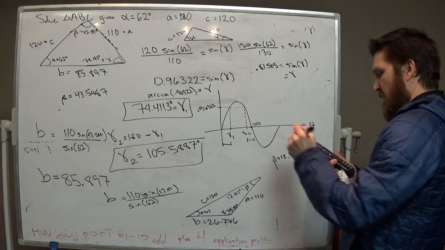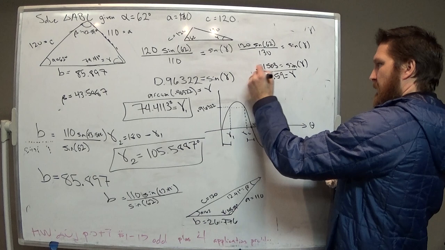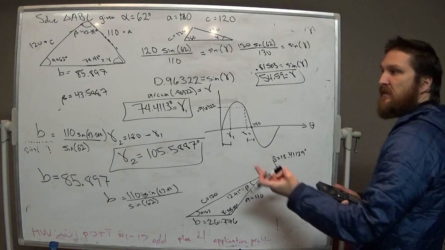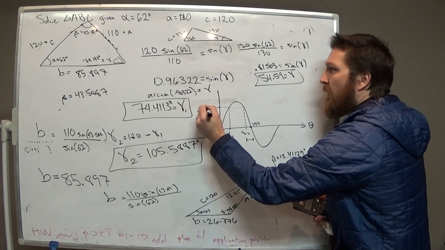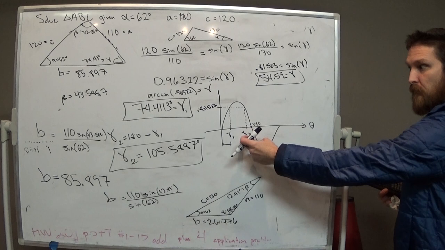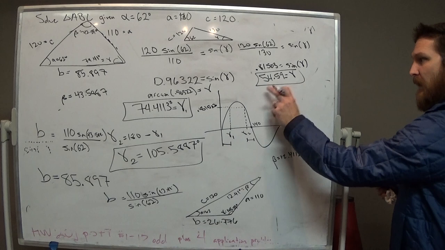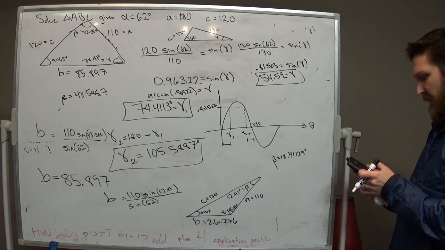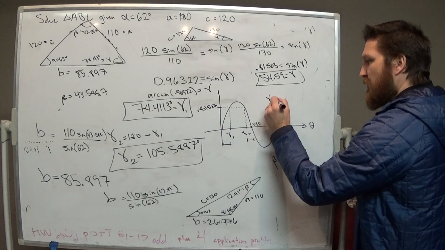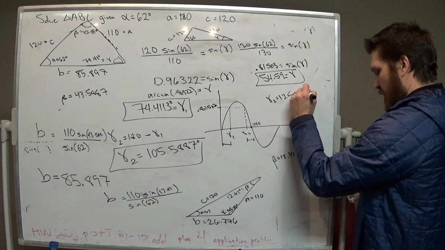Now, one thing you might do is go, oh, but I also have the other one, by the same kind of reasoning here. In the last case, it was 0.9 something. This is 0.81503. So you might just keep plugging along and say, I need to find the other one. So you go to do that: 180 minus that will be the other one. So I go 180 minus the 54.59, and I get that my gamma number 2 is equal to 125.409.